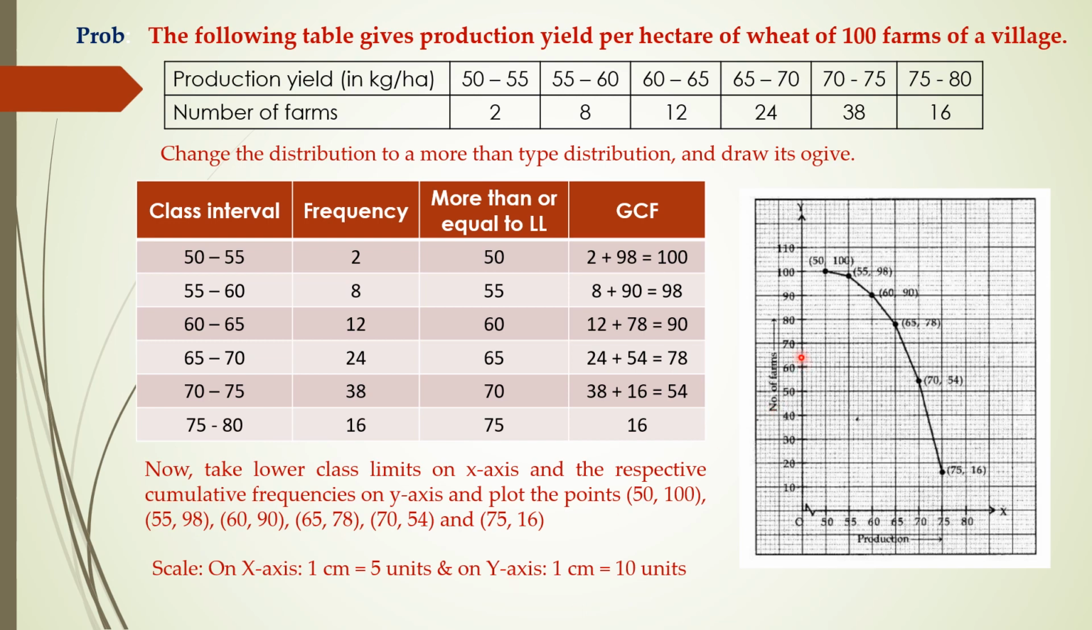In the problem, he has given a distribution to us and he asked us to construct more than OZ for the distribution. We prepared more than type distribution. From that we got some points by using lower limits and respective greater than cumulative frequencies. We plot these points on a graph by taking suitable scale. The graph so obtained is the required more than OZ. And it is very clear from the graph, more than OZ is a falling curve.